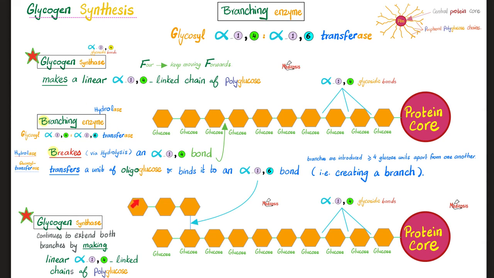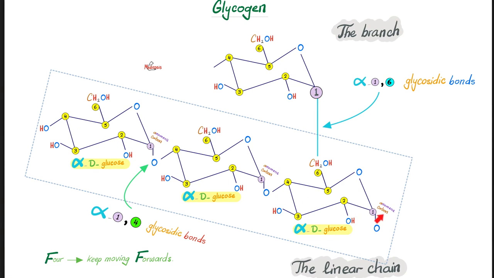It's a transferase, so to speak, because it transfers glucose from here to here. So the branching enzyme could be thought of as a transferase. Alpha 1,6 transferase to be specific. Here is the horizontal chain, alpha 1,4. If you want to add a branch above it, alpha 1,6. This is glycogen synthase. This is the branching enzyme.